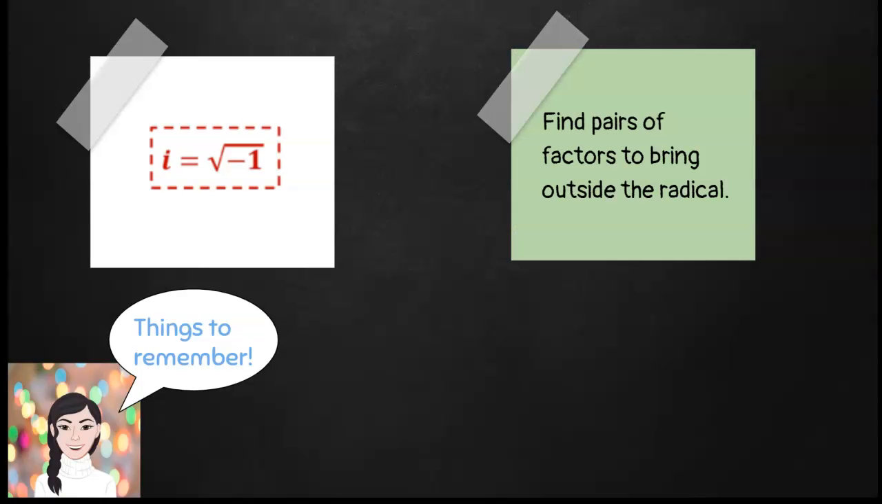Now here are some things to remember. Remember, i comes from the square root of negative 1, and always find pairs of factors to bring outside the radical.